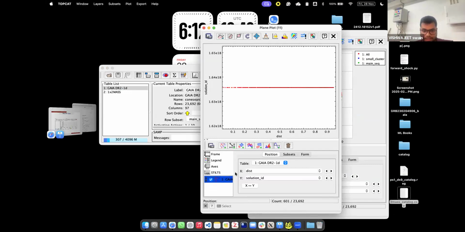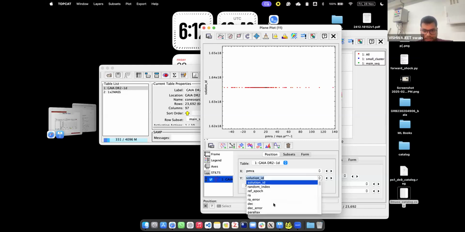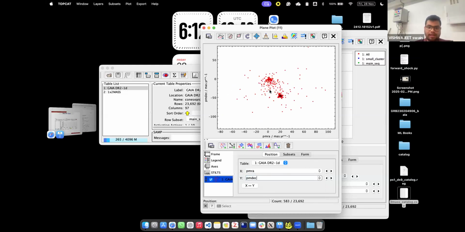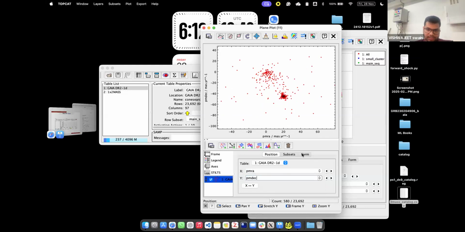So here you will see in the X and Y you have to select which plot you want to show in this particular plot. So for example, if I select PM RA and then PM Dec, so it's proper motion in RA and proper motion in Dec, you will see the sources here. And then you can see that X and Y, and it is showing the different clusters. And then you can also play with that.